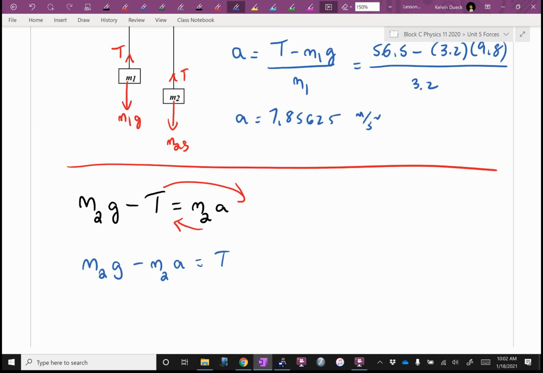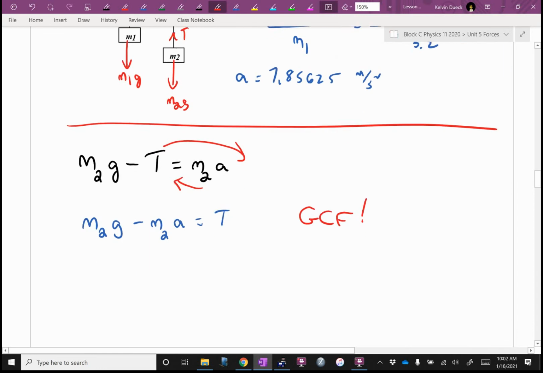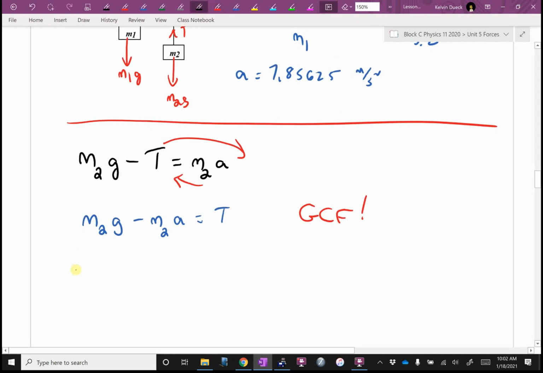Is there an M2 in the first term? Is there an M2 in the second term? Is there a greatest common factor, a GCF? You mean Math 9 is actually useful, Mr. Dewick? See, if I do that, then I can write this as M2 bracket G minus A equals T.